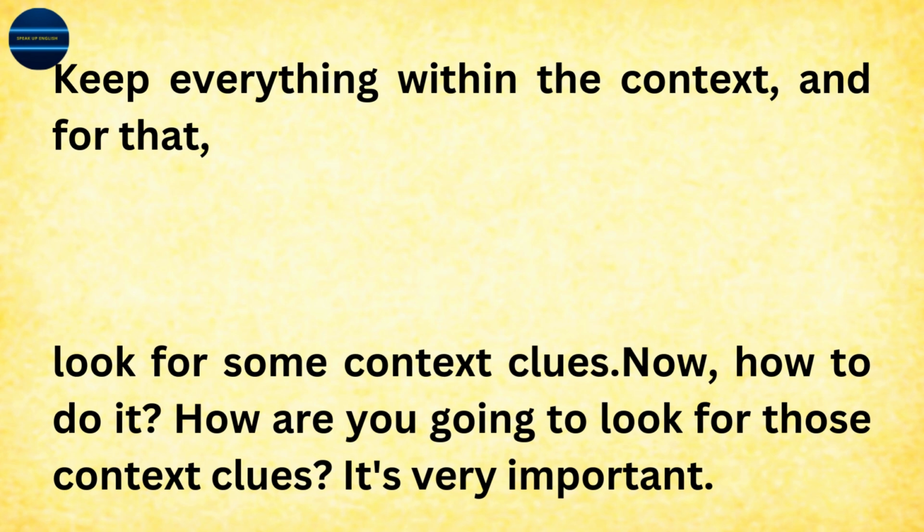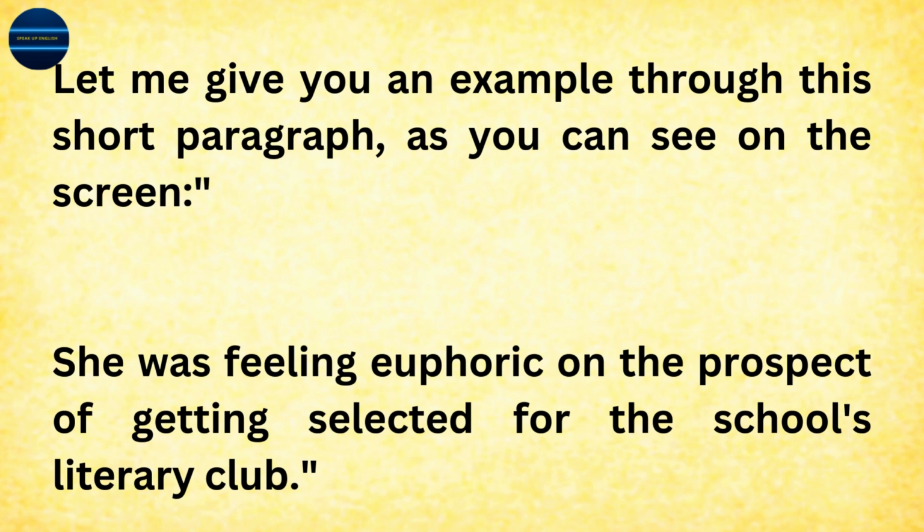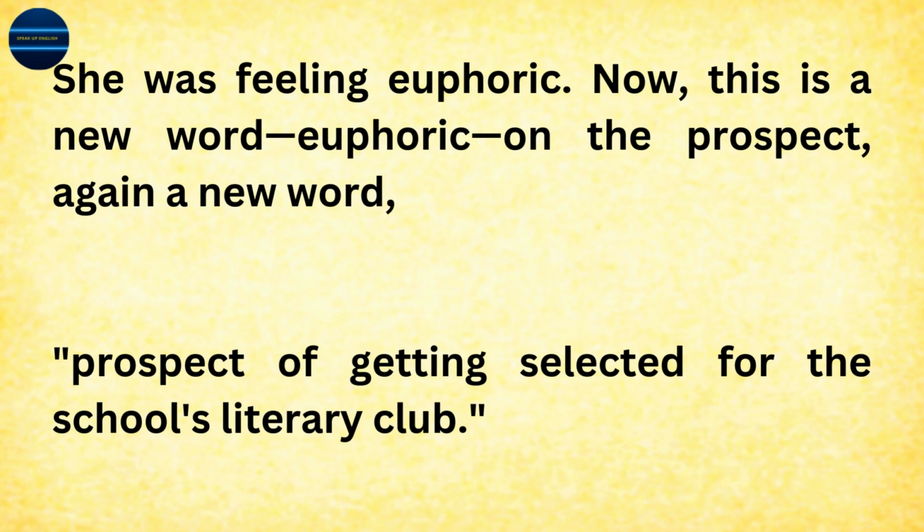Now, how to do it? How are you going to look for those context clues? It's very important. Let me give you an example through this short paragraph, as you can see on the screen. She was feeling euphoric on the prospect of getting selected for the school's literary club. She was feeling euphoric. Now, this is a new word, euphoric. On the prospect, again a new word, prospect of getting selected for the school's literary club.